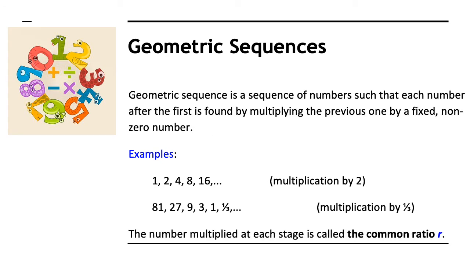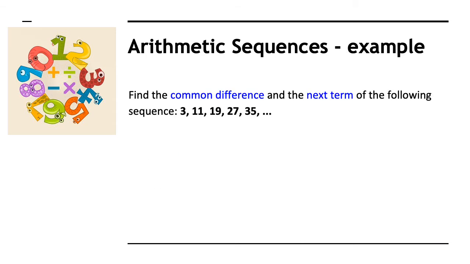The number multiplied or divided at each stage of a geometric sequence is called the common ratio and is denoted using the variable r. That is because if you divide or find the ratio of successive terms, you'll always get this common value. Let's put this information into practice and solve a problem involving arithmetic sequences.